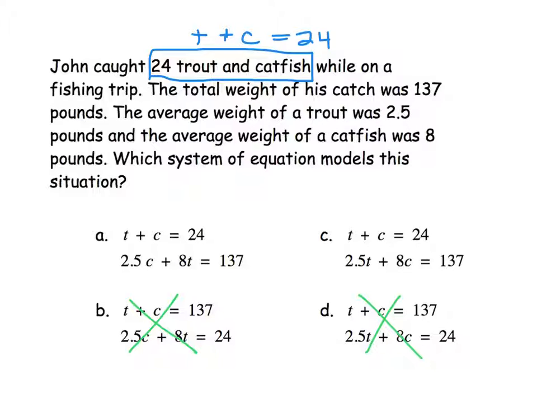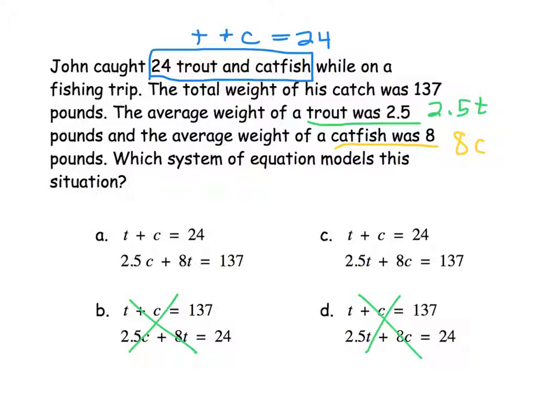So now let's look at the rest of what they gave us. Now we're talking about total weight. So when we look at our two equations, we've got total weight is 137. But let's see what they've told us. They've told us a trout averaged 2.5 pounds, so that would be 2.5 for the trout. And a catfish averages 8 pounds, so that's going to be 8 for the catfish.